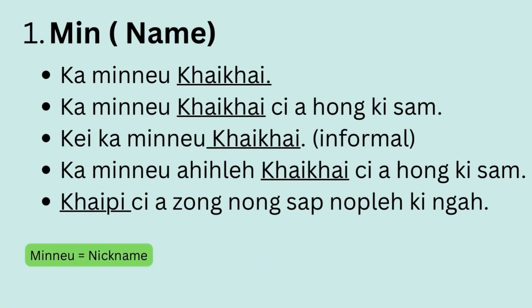The last sentence is Kai Pi Jia Zong Nong Sam Dop Lai Tinga. So this has the meaning of like you have another nickname. Let's say your nickname is Jonathan, but some people call you John. So you can say John Jia Zong Nong Sam Dop Lai Tinga. You can call me John. If you don't want to call me Jonathan, you can call me John. I hope you got it.